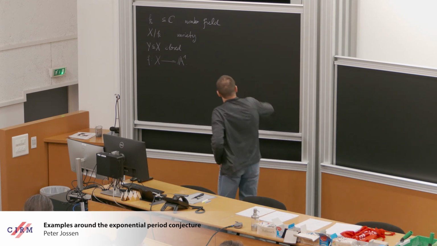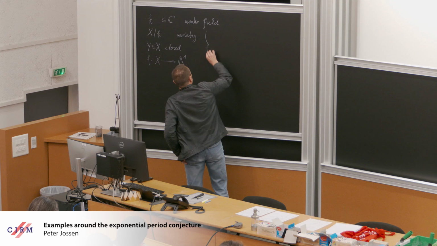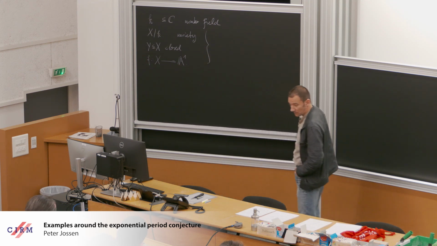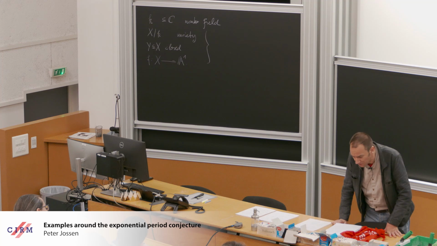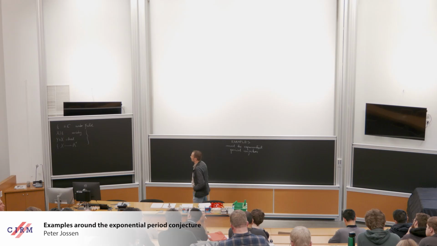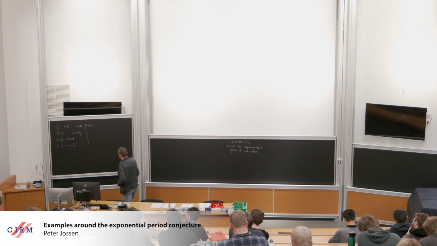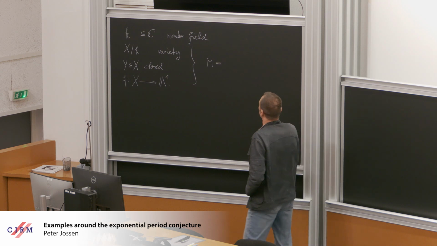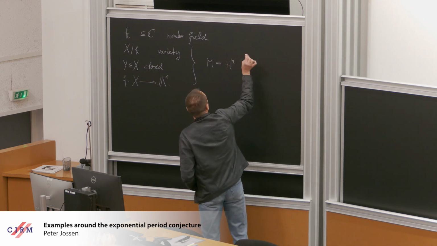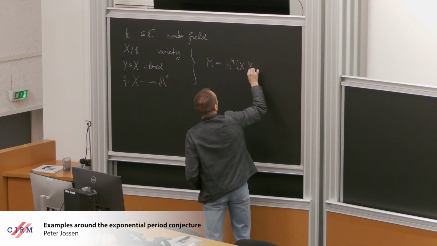So with these things, we may cook up some singular cohomology groups, some de Rham cohomology groups, and all the incarnations together, we would call this an exponential motive. I'm using this just as a symbol, so something that is the H^n of X, Y, and f.